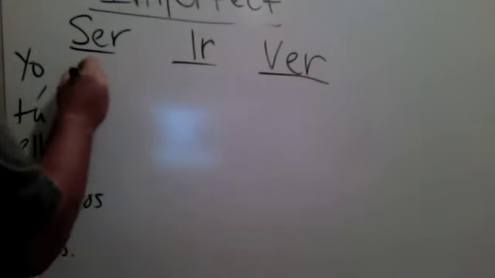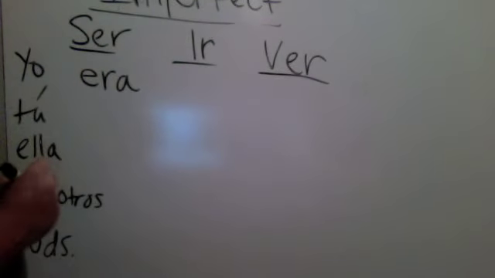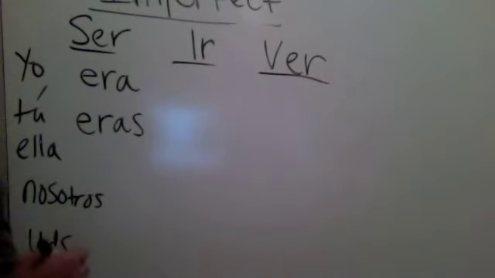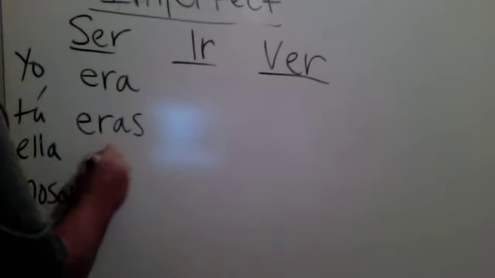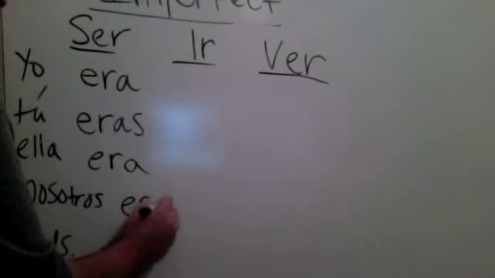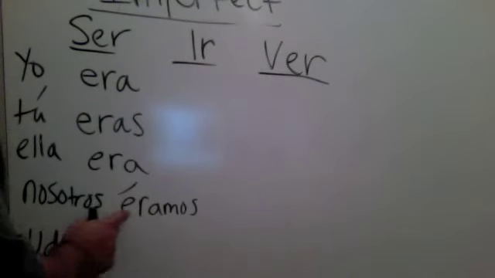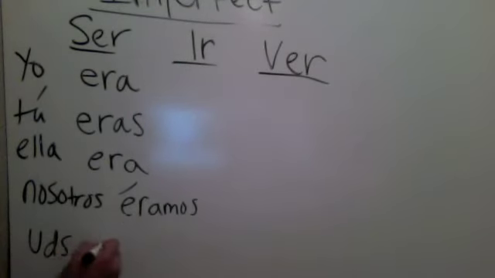So here they are. Yo era, tú eras, él, ella, usted era, nosotros éramos, accent on the first E, ustedes, ellos, ellas eran. Okay? Only one that has an accent is nosotros.